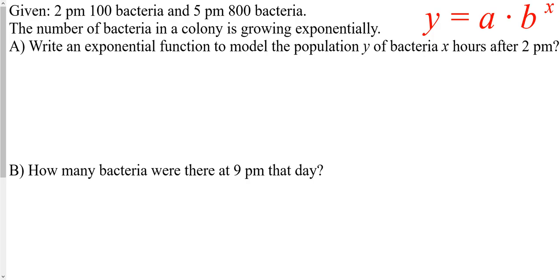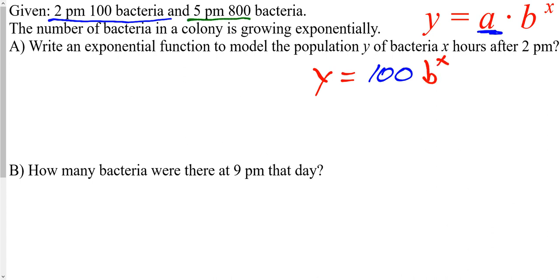Now we're going to do a word problem here. So pause it, read through this. We have a situation where we're starting out with 100 bacteria at 2 o'clock. So 100 bacteria at 2 o'clock. So that's going to tell me my A value is 100. So I have y is equal to, my A value is 100, b to the x.